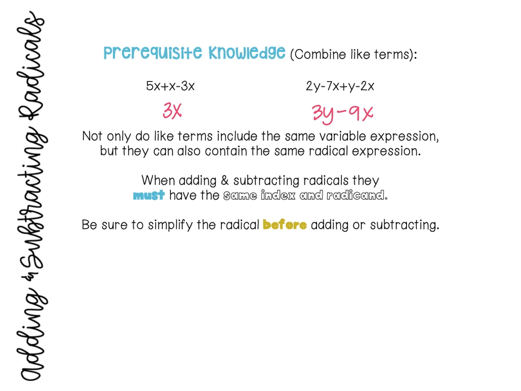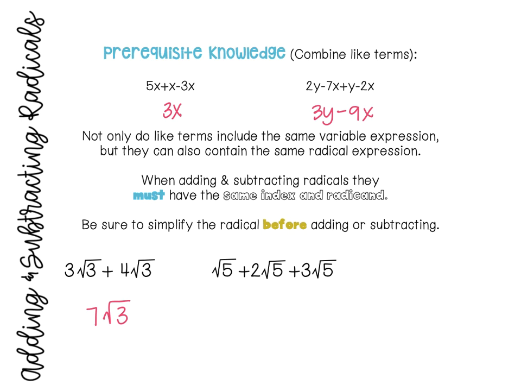So when you multiply, you do the multiplication first, and then you simplify last. Well, with adding and subtracting, you're going to simplify first and then add or subtract. So that's an important step that you don't want to forget or get mixed up. So let's look at an example. If you see, I have the square root of 3 and the square root of 3. They both have the same index and radicand. You can almost pretend that that square root of 3 is just like a variable. It's just an x. So if I say 3 plus 4, I get 7. So it's 7 square roots of 3.